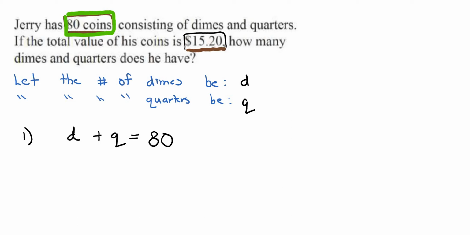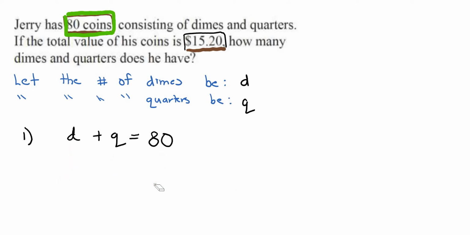And remember, D is the number of dimes and Q is the number of quarters. So the number of dimes plus the number of quarters should give you the total number of coins. So that's my first equation.